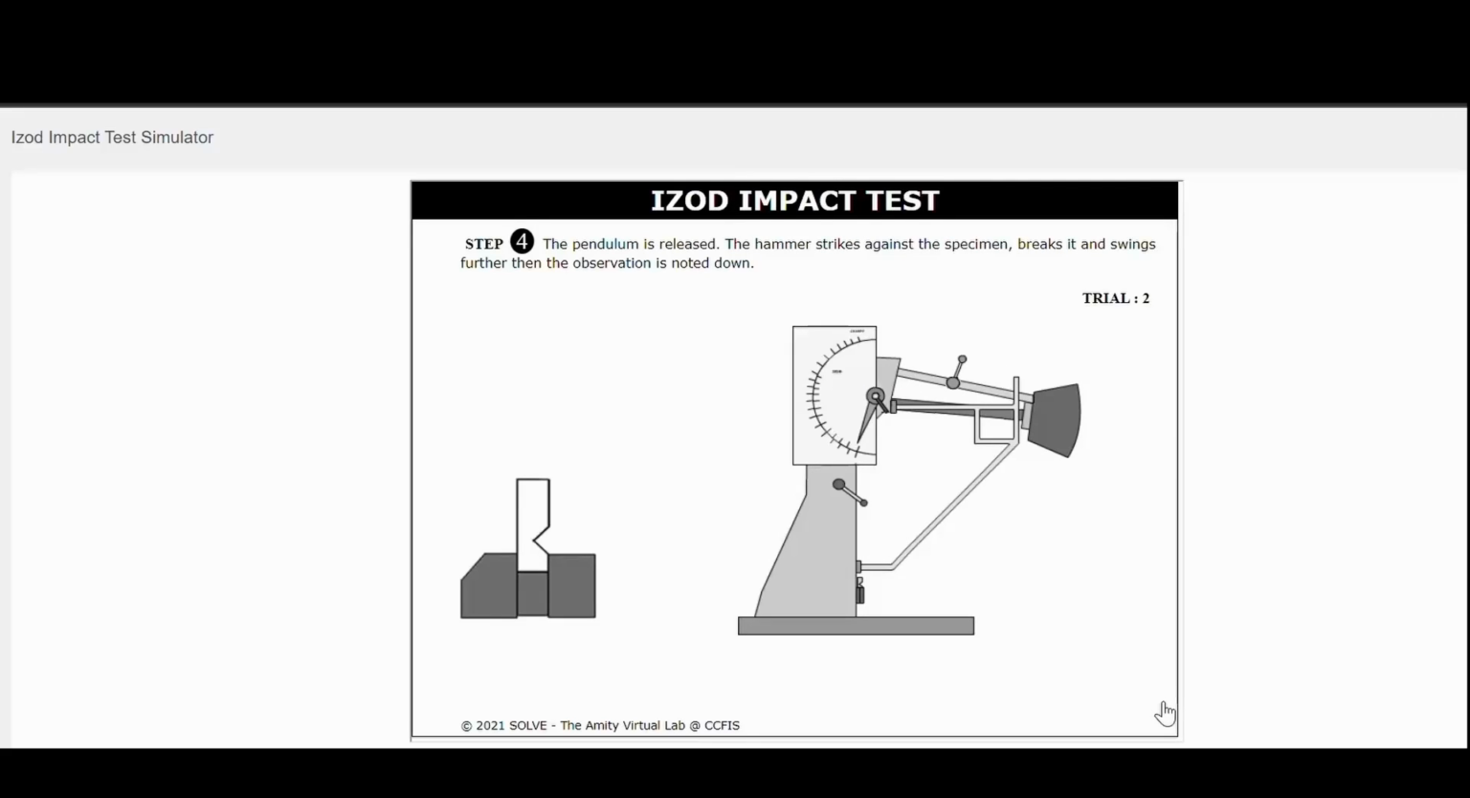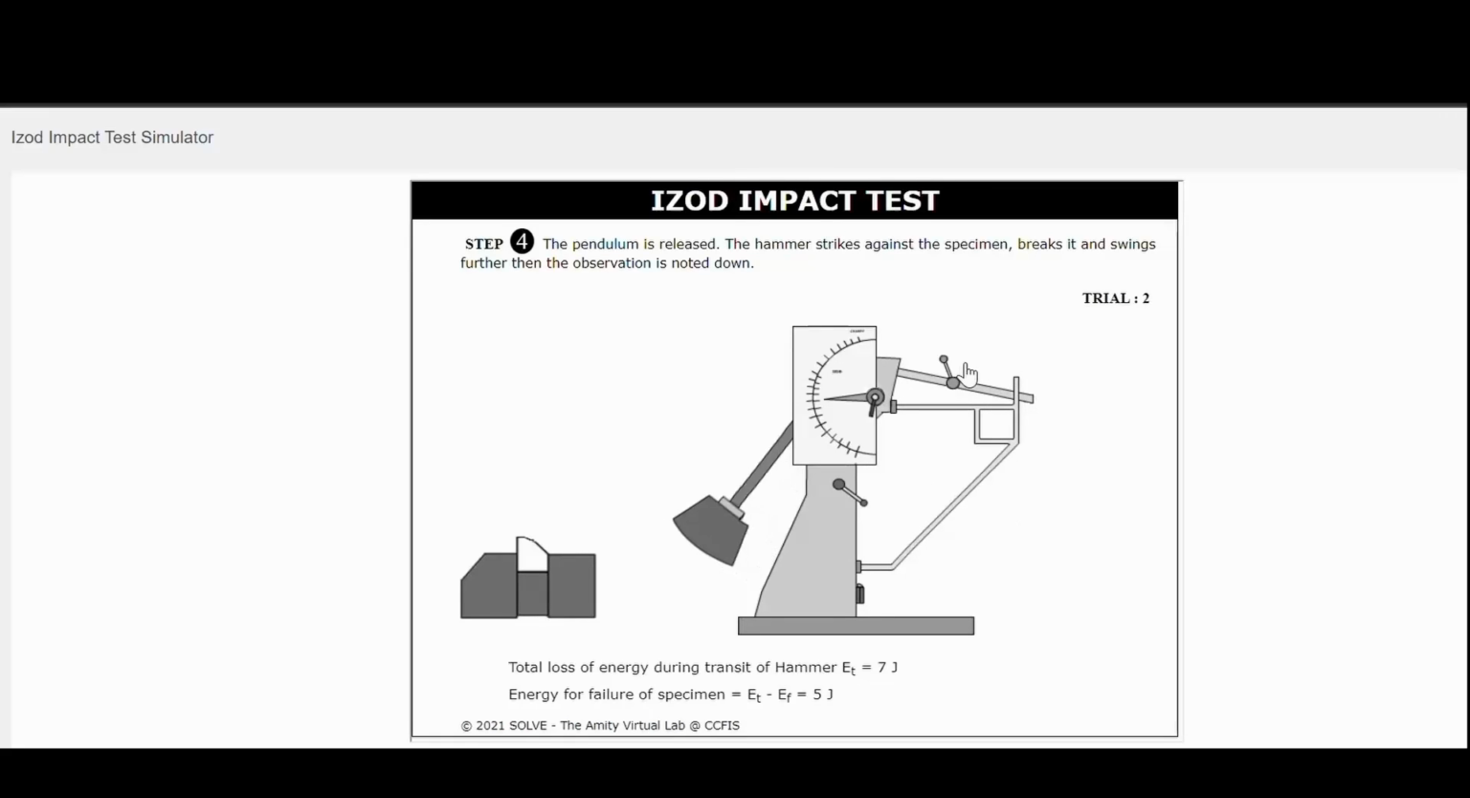Step 4: the pendulum is released. The hammer strikes against the specimen, breaks it and swings further, and the observation is noted down. We get total loss of energy during transit of hammer is 7 joule. Energy for failure of specimen is 5 joule.